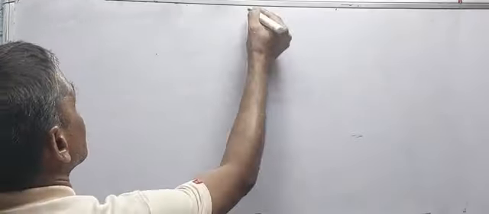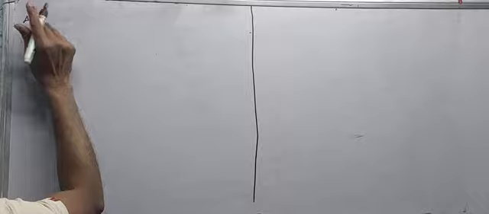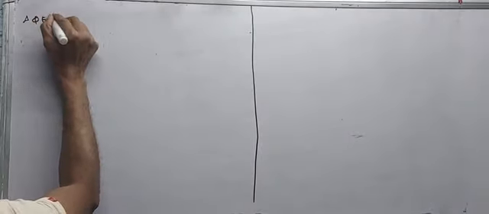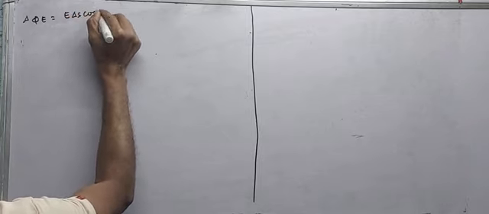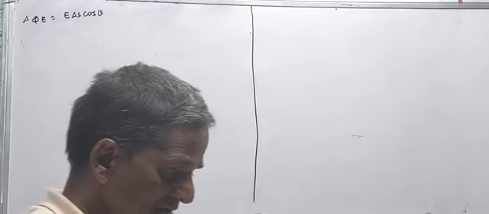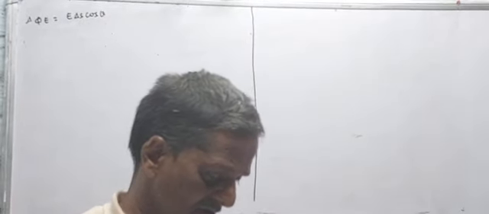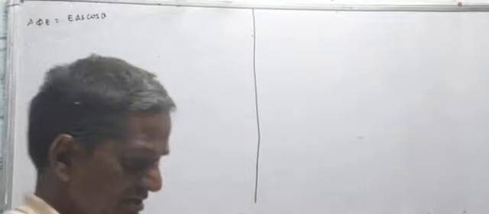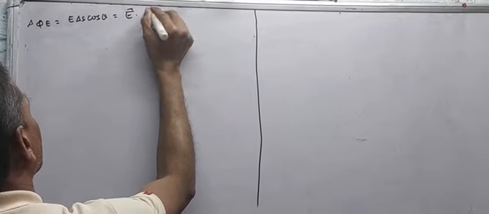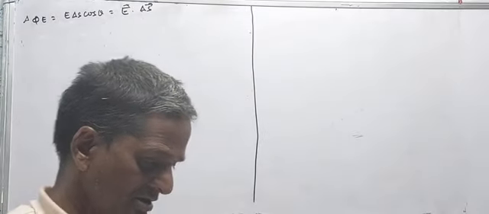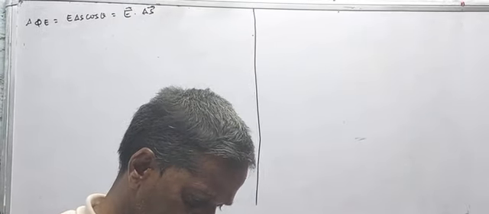Delta phi E equal E delta S cos theta, that is E vector dot delta S vector.